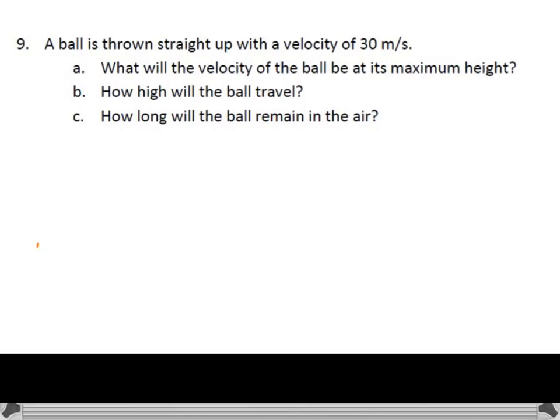When something goes up, we know that eventually it slows down, and it eventually comes to a stop when it gets to its maximum height, and then it's going to turn around and start accelerating downward. Well, right here at the very top of its flight, it temporarily stops. So the velocity of the ball at a maximum height is going to be 0. So for part A, velocity is equal to 0 meters per second. Okay. Part B says, how high will the ball travel?